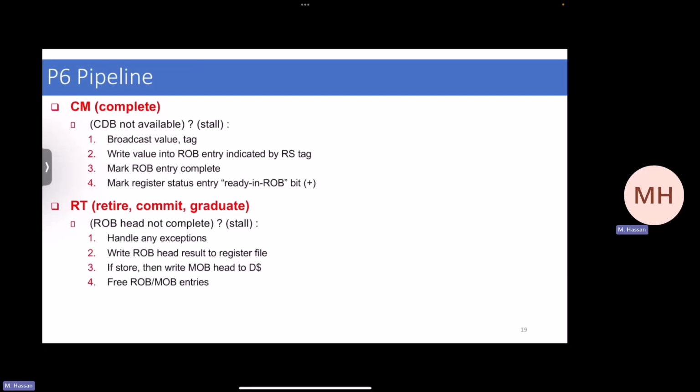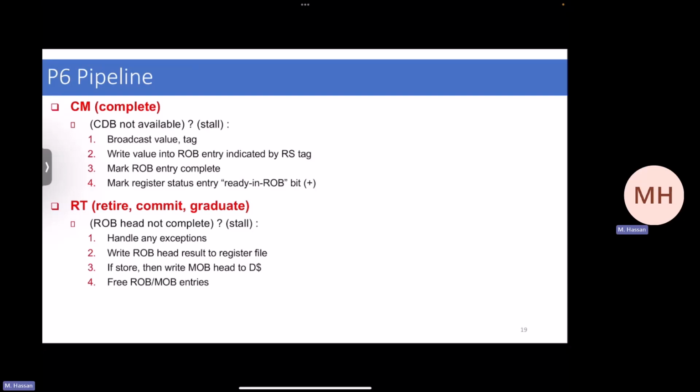Why am I doing this step? Why do I want to say that this register value, this result, is ready in ROB right now? What do you think? Yeah. If another instruction wants to access that value, it'll check the ROB.